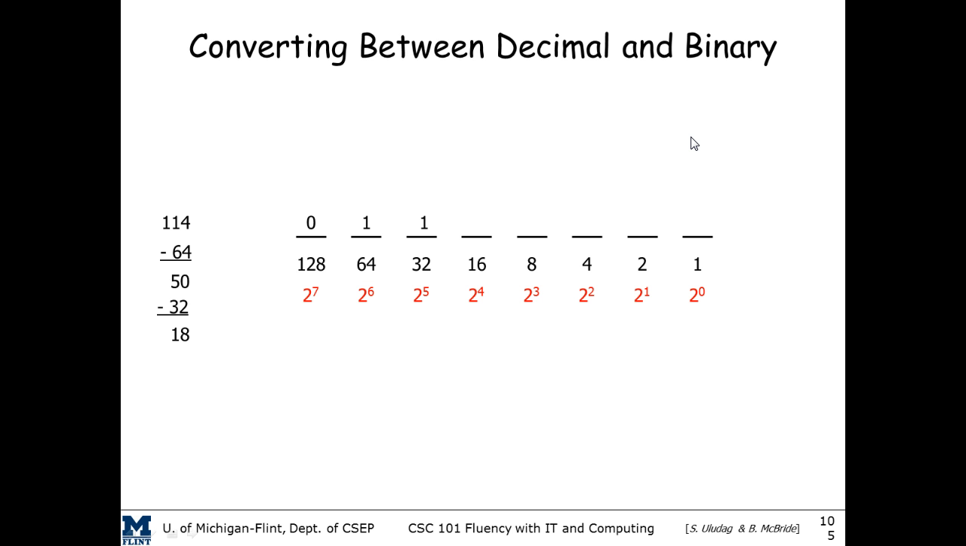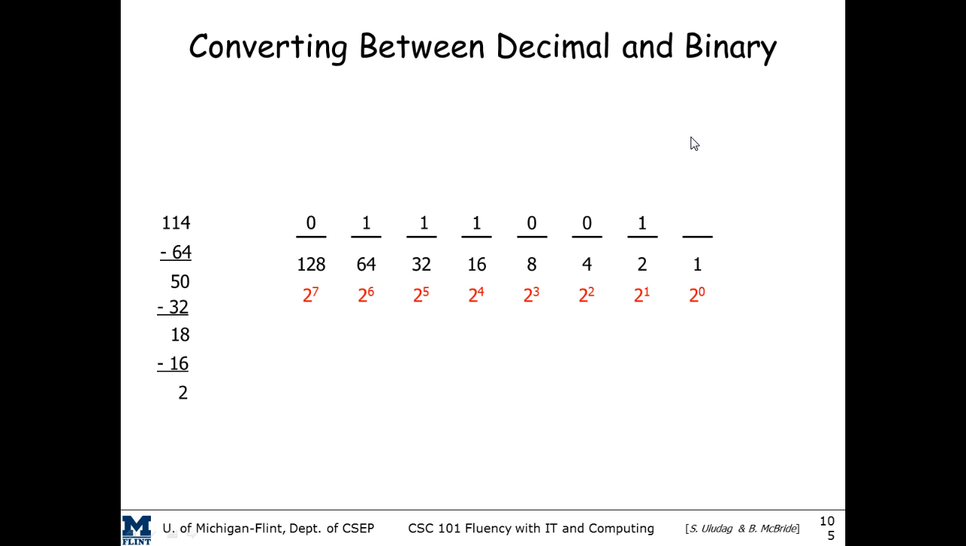Now we have 18. We ask the question, does 16 go into 18? I'm sorry, yes. So we place a 1 in the 16th place, and we subtract 16 from 18. We get a value of 2. So continuing on, will 8 go into 2? No. So we put a 0 in the 8th spot. Will 4 go into 2? No. So we put a 0 in the 4th spot. And then finally, will 2 go into 2?